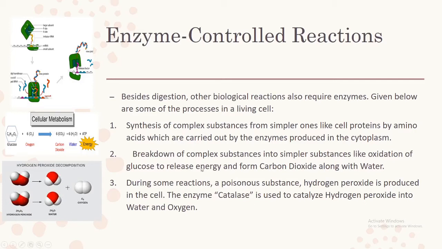During some reactions, a poisonous substance, hydrogen peroxide, is produced in the cell. Now, you know there are various chemical reactions occurring in the cell. There is a substance known as hydrogen peroxide which is very poisonous to the cell. Now, what will the cell do? The cell creates an enzyme known as catalase that is used to catalyze, which means to break down. Remember this word, catalyze, from now on. It breaks down hydrogen peroxide into water and oxygen. The formula of hydrogen peroxide is H2O2, and then an oxygen atom is taken away, and then a water and oxygen molecule is formed.